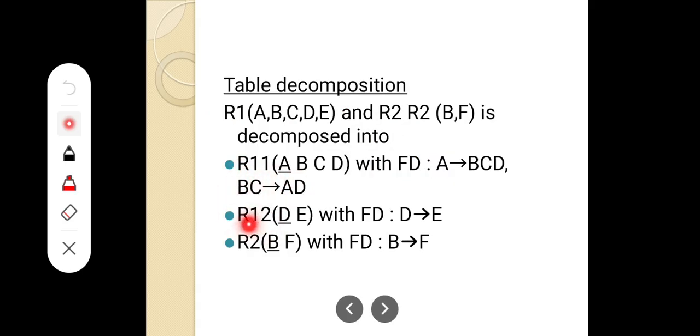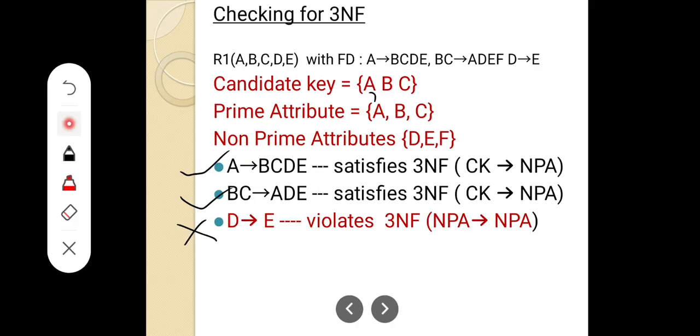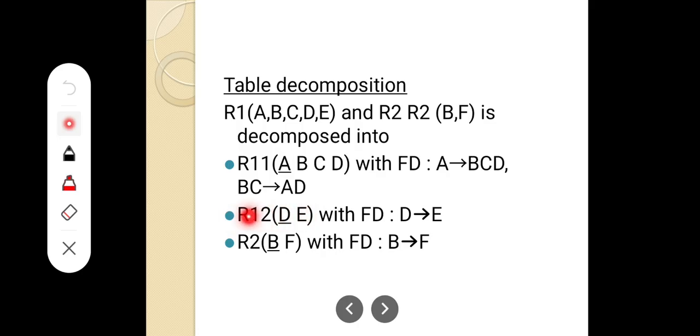R12 contains attributes D, E. The violated version in R1 is D determines E. So R11 contains one relation having attributes D, E with the functional dependency D determines E. The rest will be applied in the other relation. Clear? So this one is A, B, C, D. Now we don't require E here because E has already been transferred to the other table. So A, B, C, D with the functional dependency A determines B, C, D.